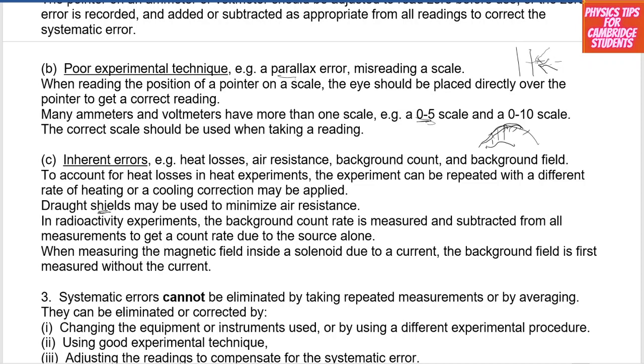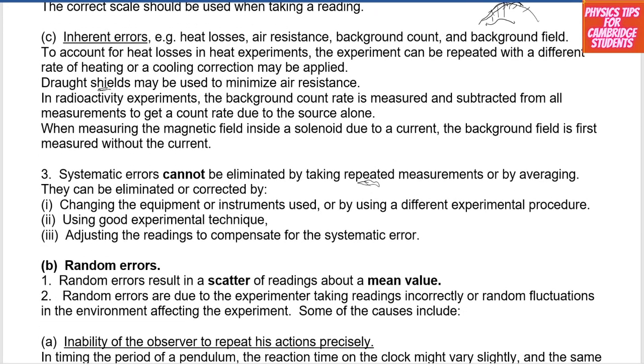Systematic errors cannot be eliminated by taking repeated measurements, okay, or by averaging. They can be eliminated or corrected by changing the equipment or the instruments that you are using, or using a different experimental technique or experimental procedure. Then also adjusting the readings to compensate for the systematic error. Now suppose a zero error is the only systematic error that is there, then you can eliminate the systematic error by simply subtracting it or adding it back to the readings.